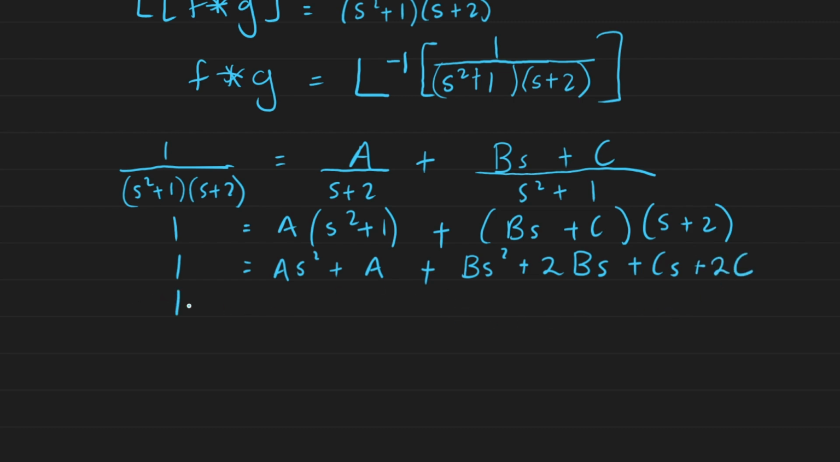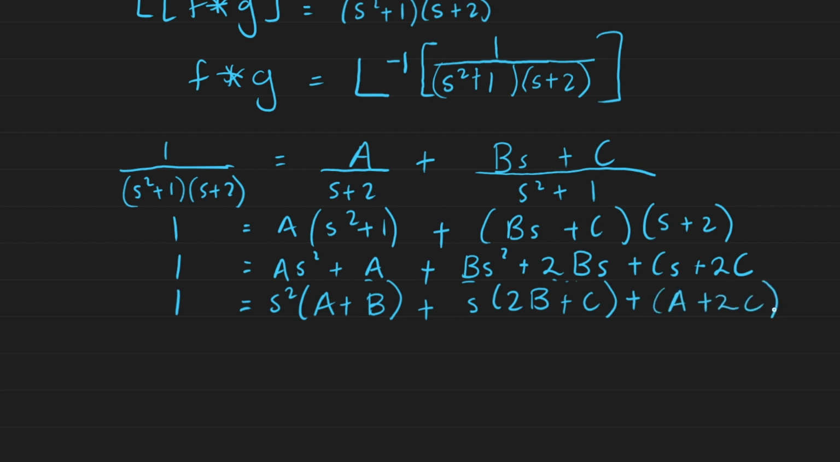We just group some of these coefficients. So we have s squared into a plus b, then we have plus s into 2b, then plus c, and then lastly we are left with a plus 2c. We just equate these coefficients.